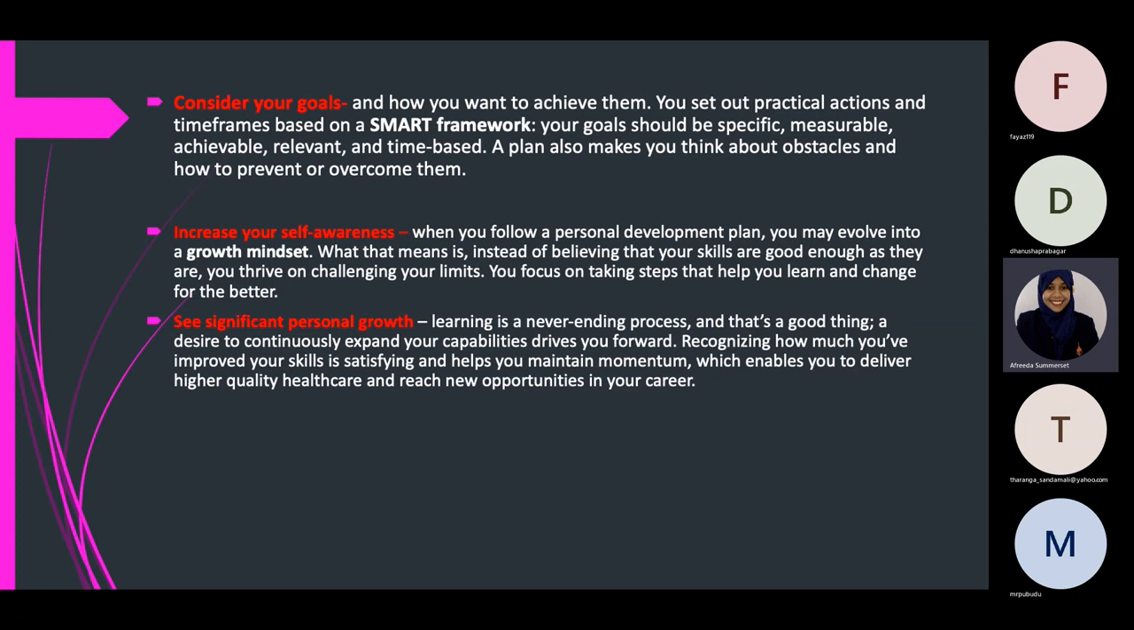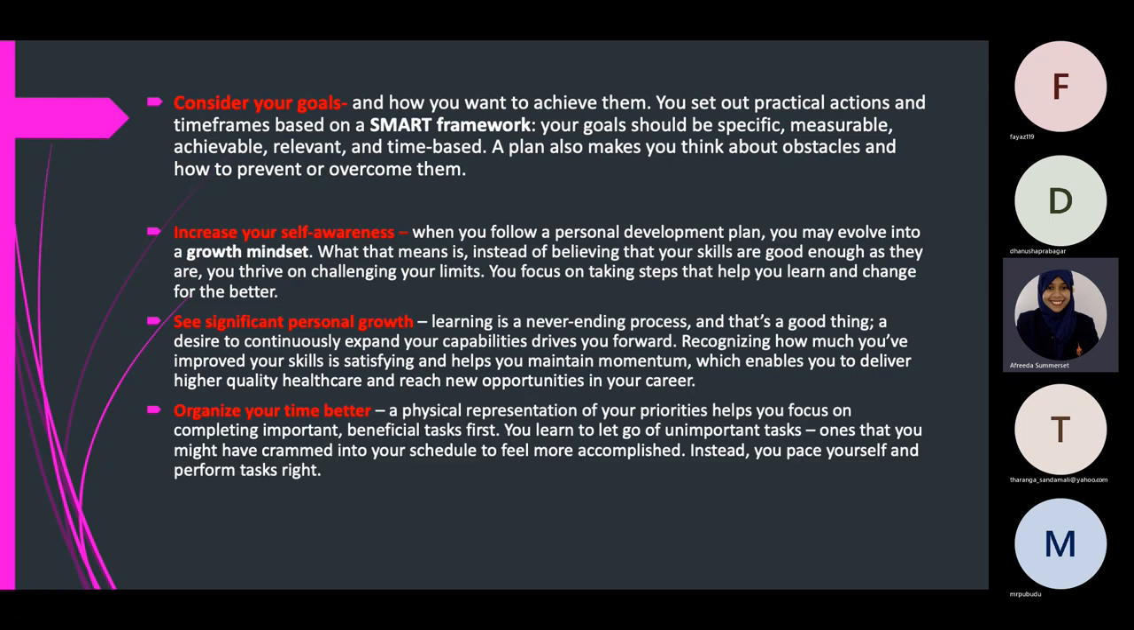So that's what they're saying, learning is a never-ending process and it's a good thing. A desire to continuously expand your capabilities drives you forward. Recognizing how much you've improved your skills is satisfying. It helps you to maintain momentum, right? Which enables you to deliver higher quality healthcare and reach new opportunities in your career. So you need to have significant personal growth, right?